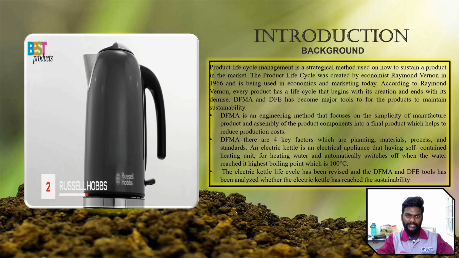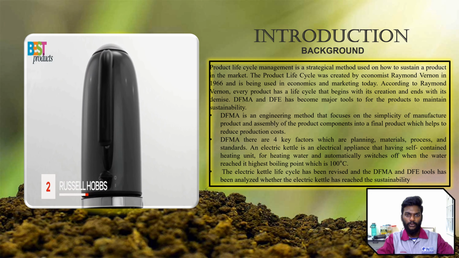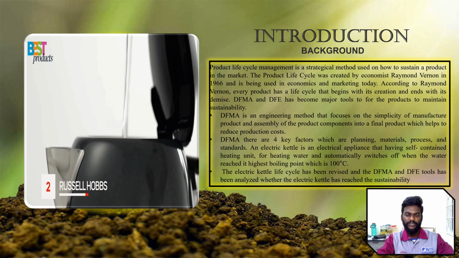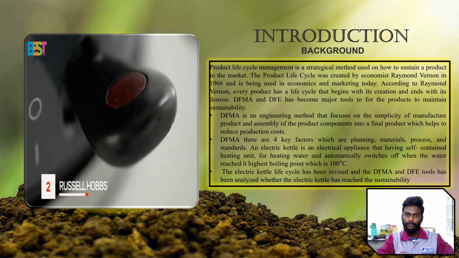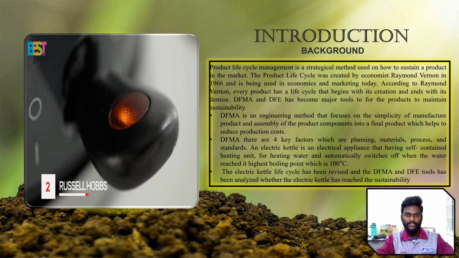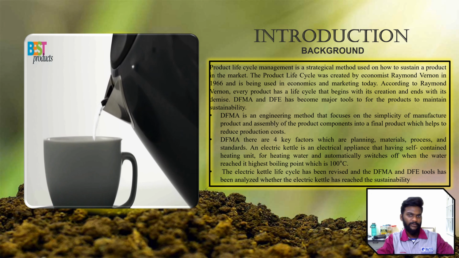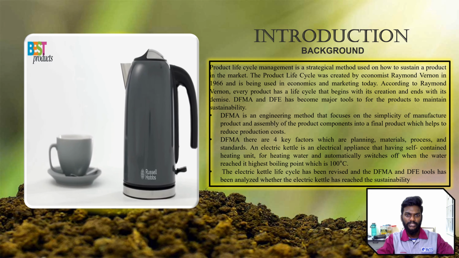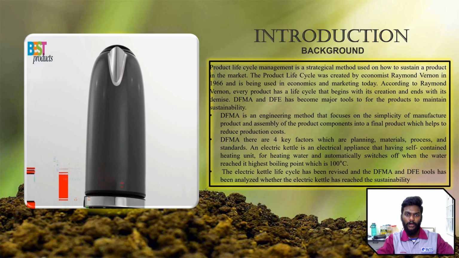Moving on to the background, it illustrates product lifecycle management, which is the strategic method to analyze how sustainable a material can survive in the market in future. It also illustrates DFMA and DFE, which are two different tools used to analyze and calculate the sustainability level of a product. For example, if we want to measure the sustainability level of this electrical kettle, we can perform the DFMA or DFE tools in order to get accurate data about the sustainability.